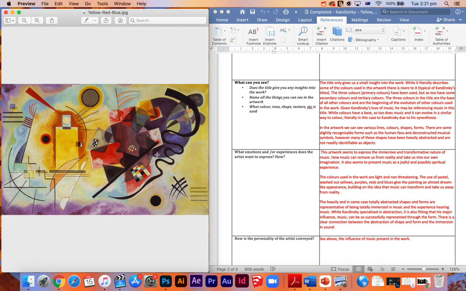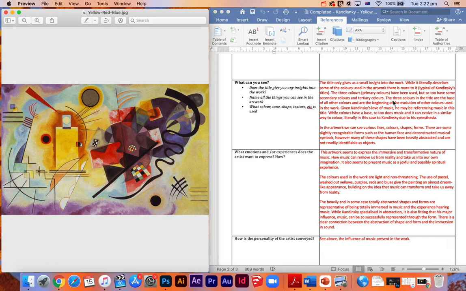So the three colours, which are primary colours that are in the title, they've been used in the work, but so too have some secondary colours such as purple, orange, green, and some tertiary colours as well. So there's some browns here which are kind of tertiary colours, and of course black.